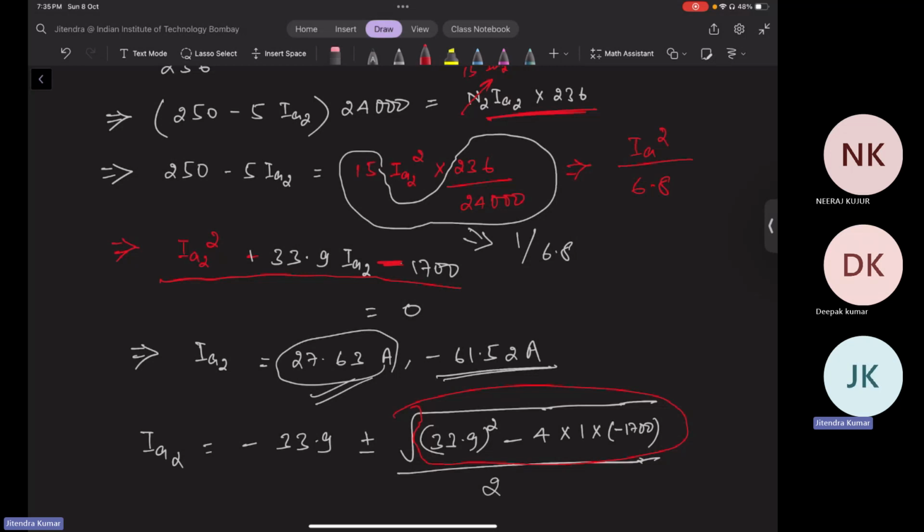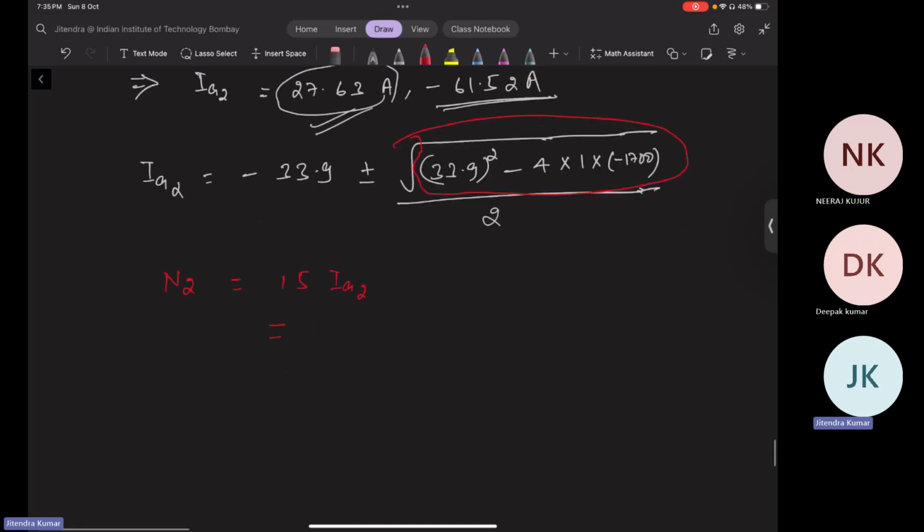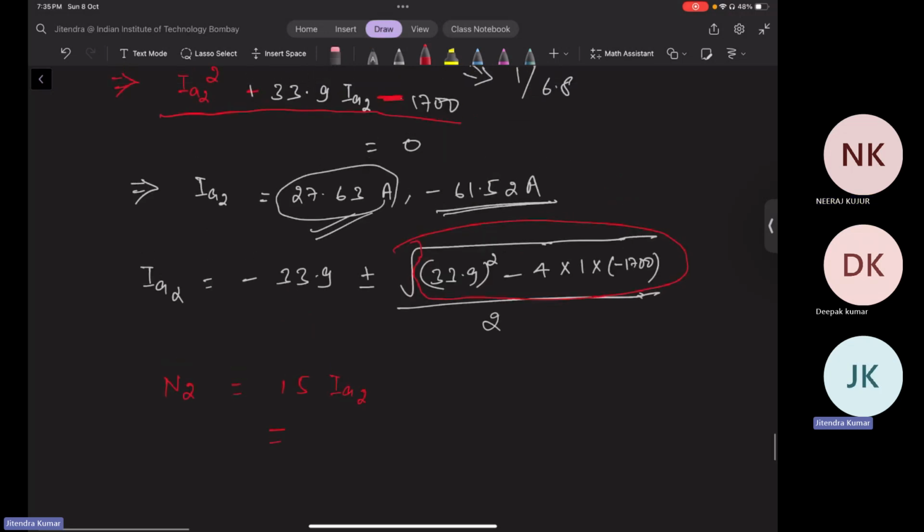Okay, sir. Because there is no point in getting a complex conjugate, because that will make it completely AC current, which is not possible in a DC machine, right? Sir, I have also got 27.625 and minus 61.52. Yeah, it means if we two are getting this, then it's highly probable that you might have committed a mistake, Deepak. So you re-verify it.